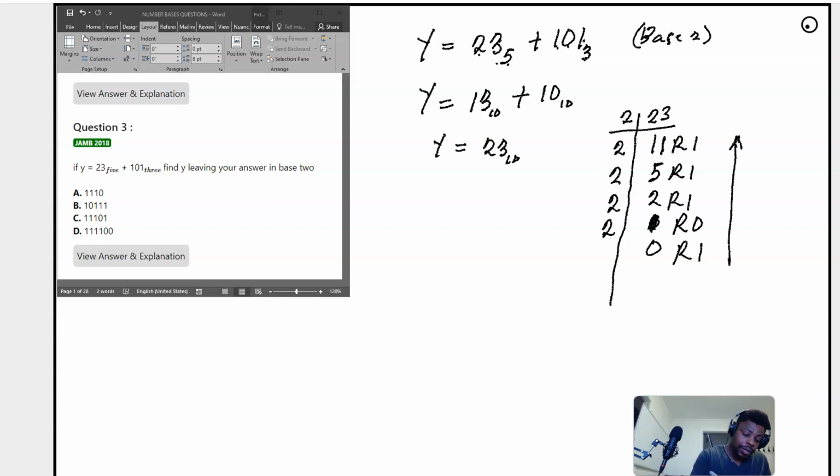Upward. So our y is equal to 23 in base 10, which is the same thing as 10111 in base 2. So here our answer is 10111 base 2. That is option B.